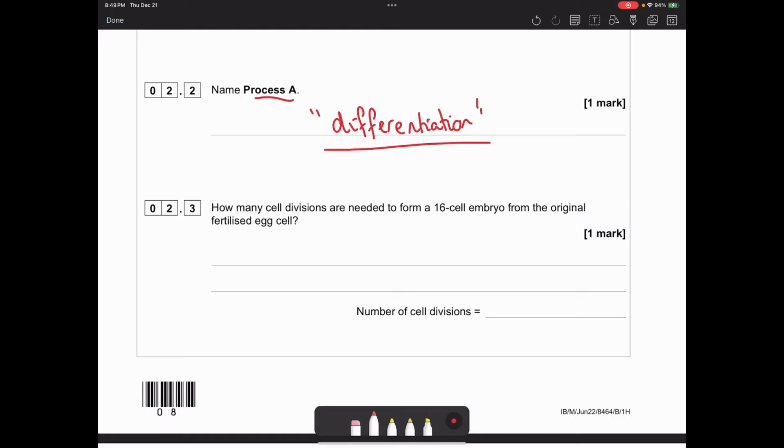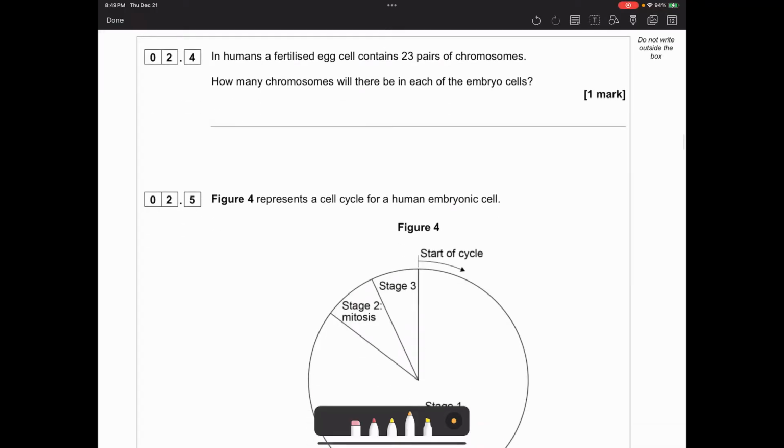How many cell divisions are needed to form a 16-cell embryo from the original fertilised egg cell? Well, we know that when cells are dividing, they double up their number. Two daughter cells are made for every one cell. So you just double up 1, 2, 4, 8, 16. And then how many divisions has that taken? We've got 1 division here, 2, 3, 4. So it would be 4 divisions are needed in total to make 16 cells.